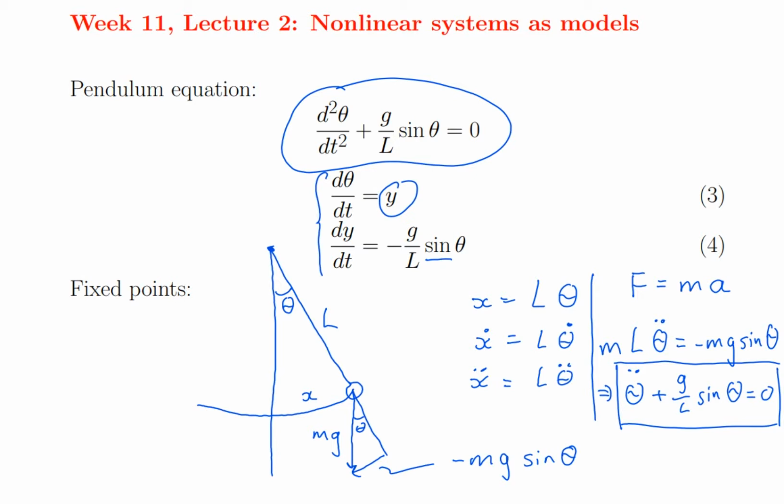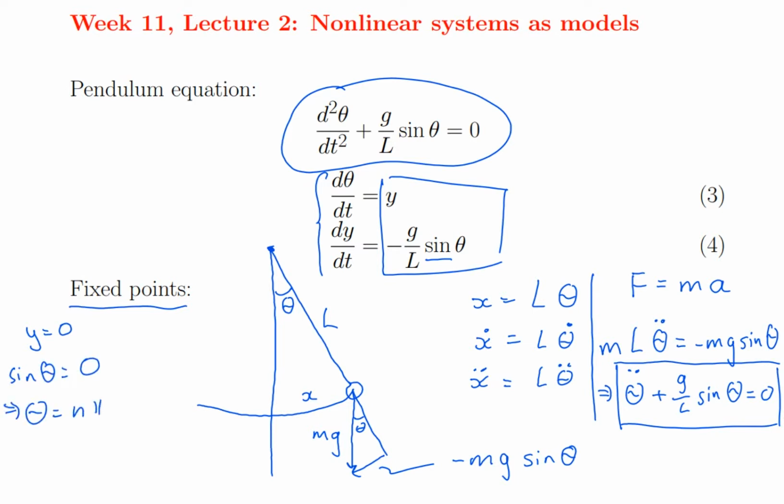So how do I analyze this nonlinear system? First thing we're going to do is find the fixed points. That's where the right hand side is equal to 0. So I take the right hand sides and set them equal to 0. So that means y is going to be 0. That's the first right hand side. And sine theta is going to be 0. That means theta is n pi, any integer multiple of pi.